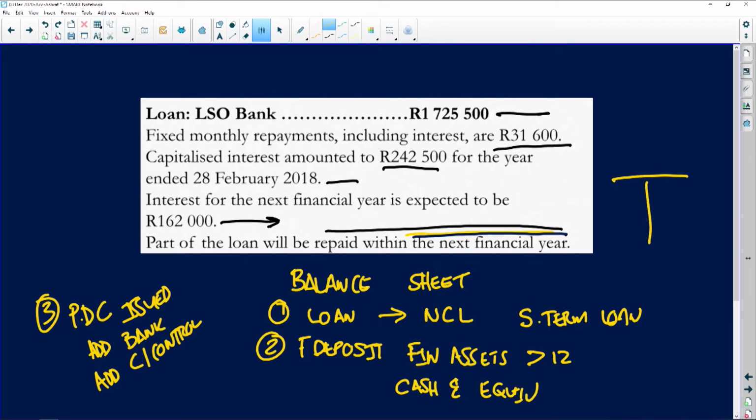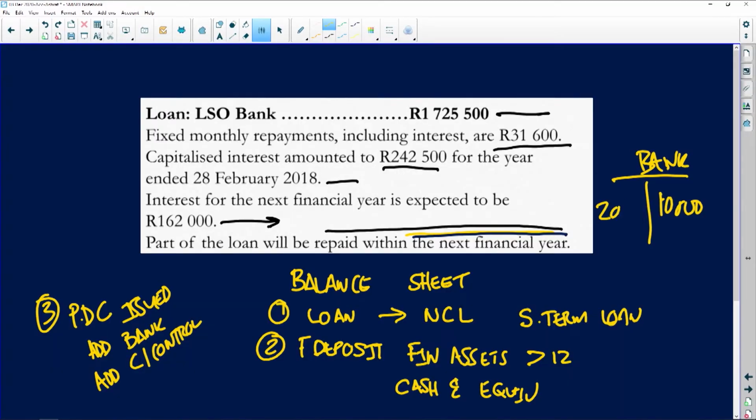However, if my bank account is in overdraft, let me illustrate. If your bank account has an overdraft of 10,000 Rand, and this particular post-dated check is valued at 2,000 Rand, watch, it's going to decrease my overdraft. In other words, my overdraft will now be 8,000 Rand. So, coming back to the post-dated check that has been issued, what do we say?